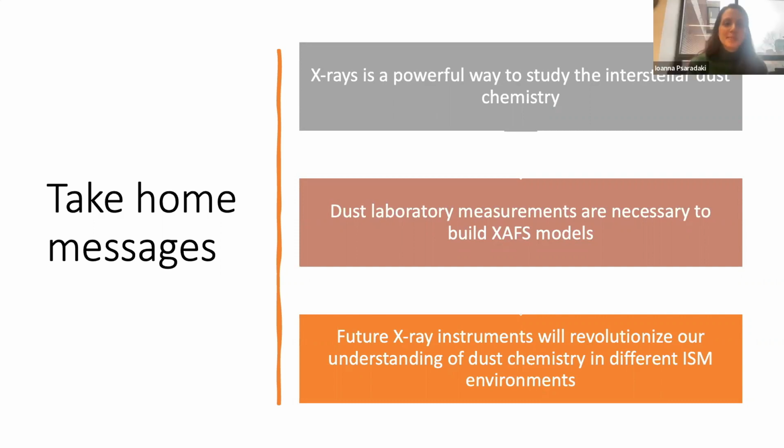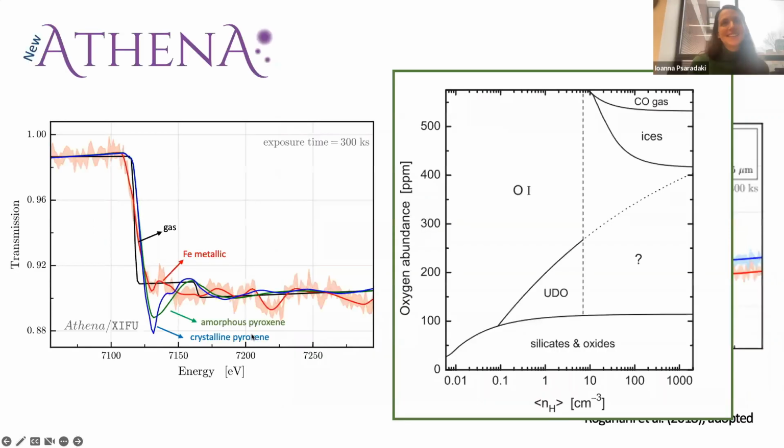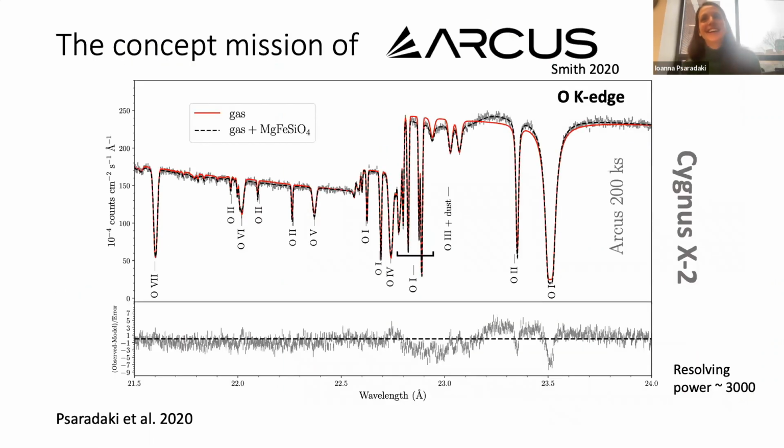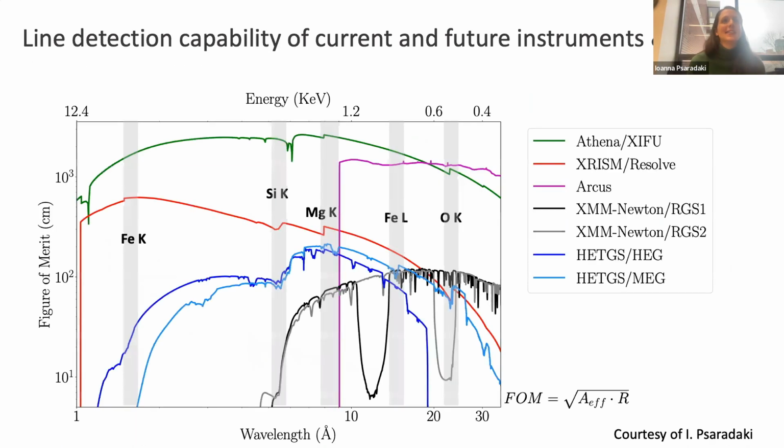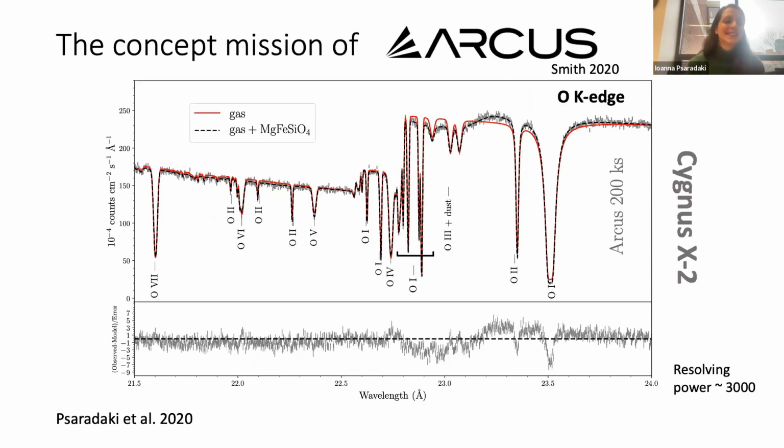Yeah. Oh, and I really like that Arcus mission you showed. That looks really interesting. Yeah, actually, it's a great simulation. I really love it. This is the RGS spectrum in the oxygen K edge, which I didn't show before, and it's really great. We can even now probe the multi-phase ISM with RGS, but with Arcus, the development will be enormous.